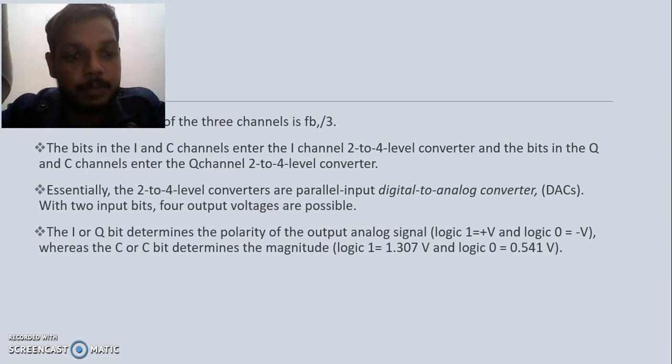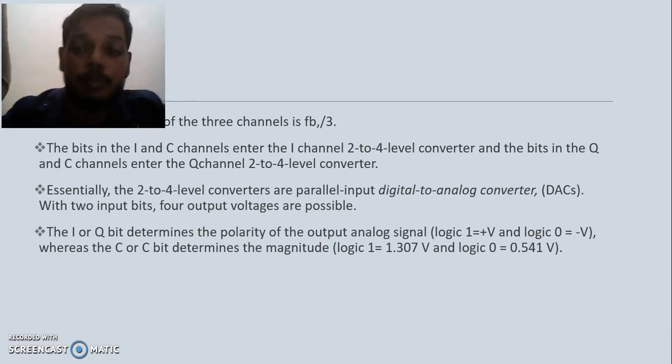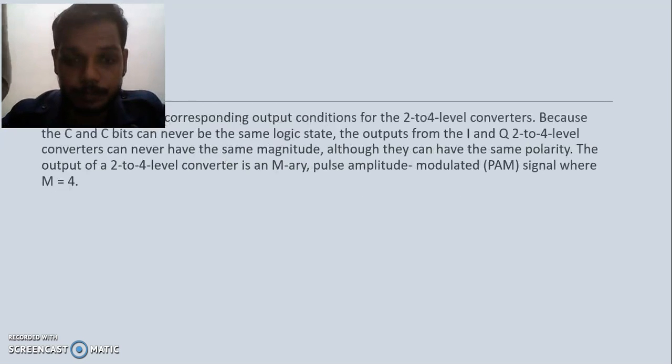With 2 input bits, 4 output voltages are possible. The I and Q bit determines the polarity of the output analog signal, where logic 1 equals positive voltage and logic 0 equals negative voltage, whereas the C bit determines the magnitude. For example, logic 1 is equal to 1.307 volts and logic 0 is equal to 0.541 volts.